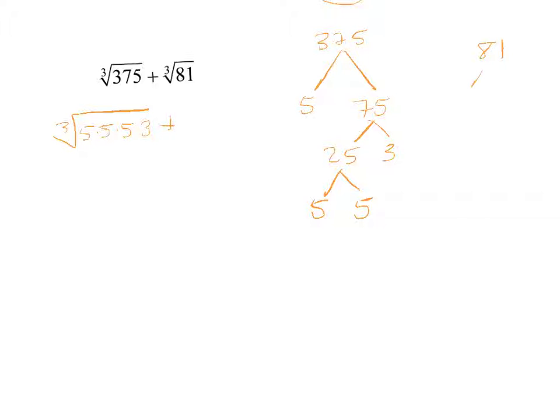81 would be 27 times 3. 27 would be 3 times 9. And 9 would be 3 times 3. So I can rewrite this cubed root of 81 as 4 threes being multiplied.